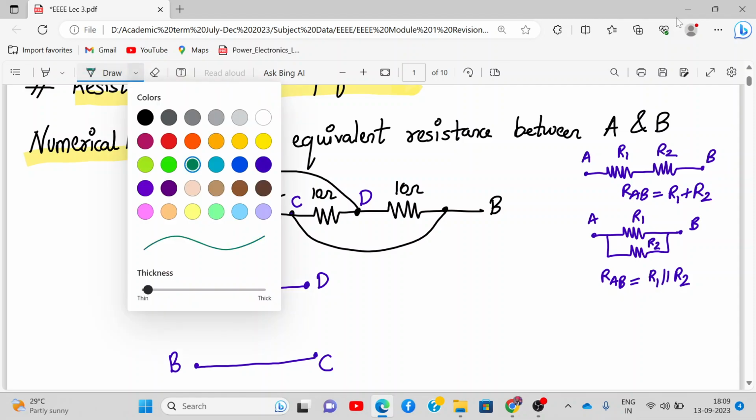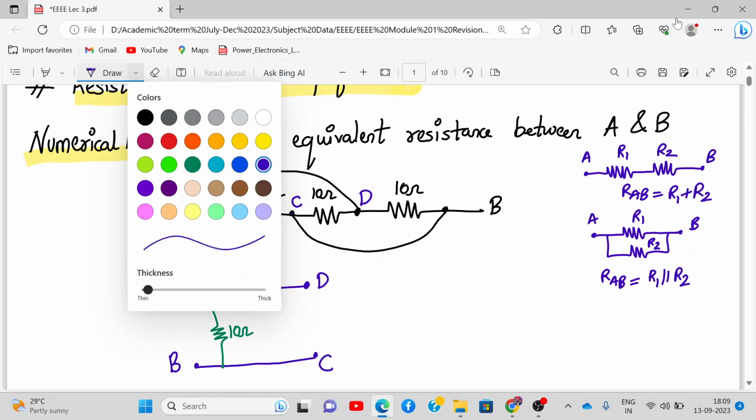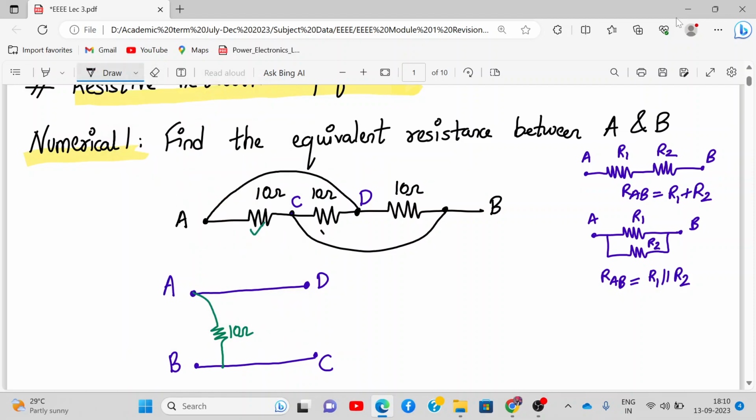Let us first connect this resistor of 10 ohm from A to C. So this resistance is connected between A and C. So from here I'll connect it like this. Okay, A to C. B and C are one and the same point, and A and D are one and the same point. Now the next resistor, let me take another color, this 10 ohm, between C and D. So between C and D we'll connect one resistor of 10 ohm.